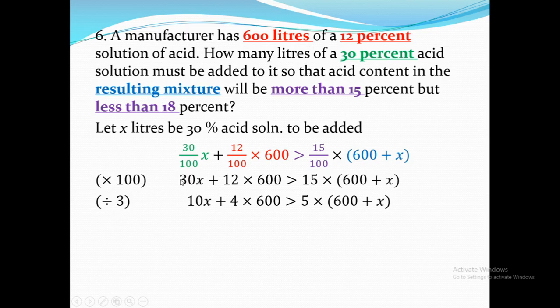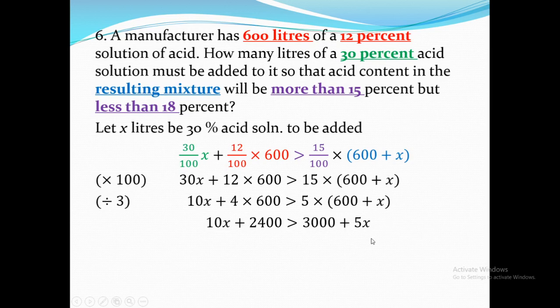So 30 divided by 3 is 10, and 12 divided by 3 is 4. 15 divided by 3 is 5. The remaining terms are written as they are. Now you have to multiply. So 10x, 6 4s are 24. So 24 into 100, so 2400. Now 600 into 5 is 3000, plus 5 into x is 5x.